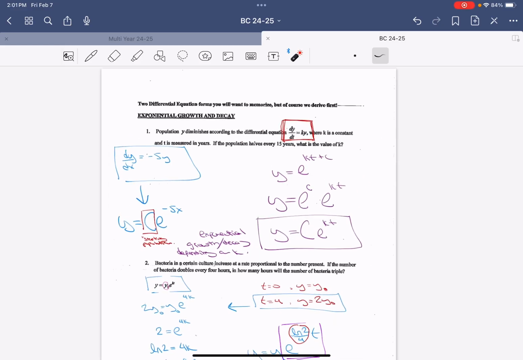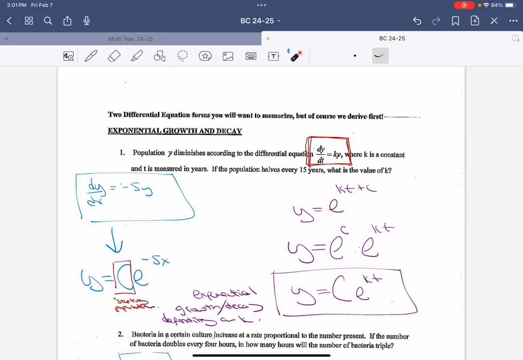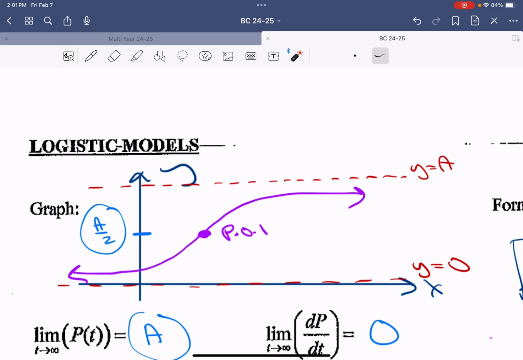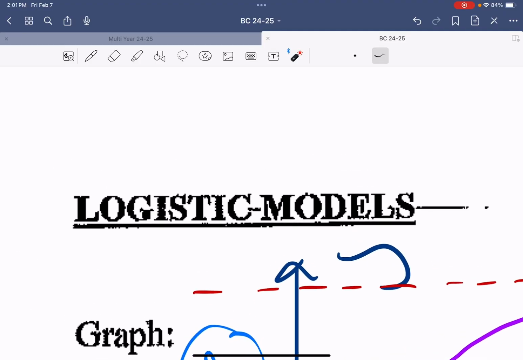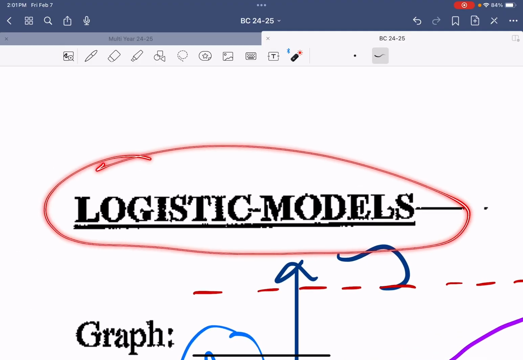Okay? So the first part of this lesson was just revisiting exponential growth and decay and offering a shortcut, okay? Now, this second shortcut is with logistic models, and this is a shortcut that if you don't take it, you'll be in a world of pain. So I want you to follow my pen.